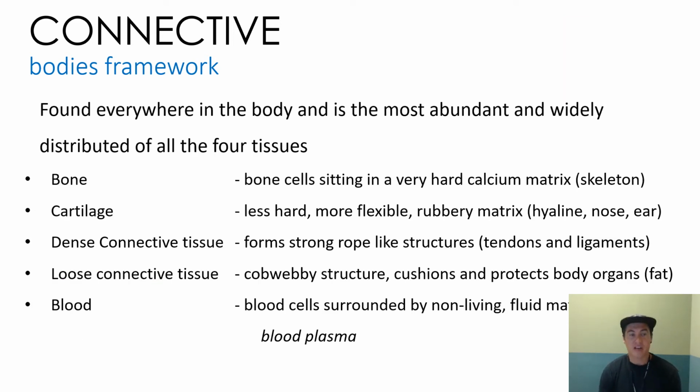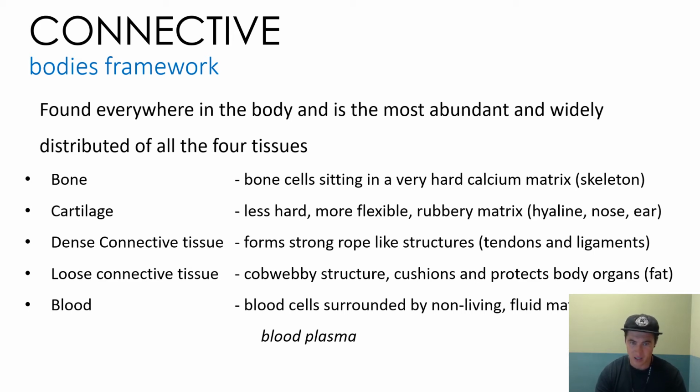Connective tissue is found everywhere in the body, and it's the most abundant and widely distributed of all four tissues. And that's because it helps bind and keep everything together. So here are some examples of connective tissue. So we have bone. Bone cells are sitting in a very hard calcium matrix. So our skeleton is an example of a lot of bone tissue, a lot of connective tissue.